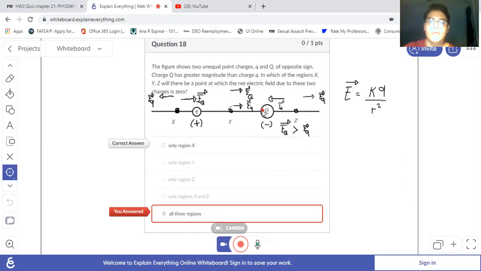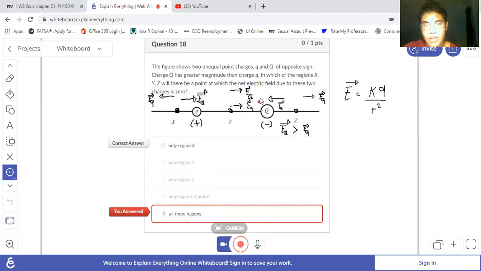But first, we need to ask ourselves, in order for a net electric field to be zero, what would we need? We would need two electric fields to cancel each other out. So as we can see, section Y is already out of the question because if a point was here, and we say little q is positive and big Q is negative, this still works in this case for this question.